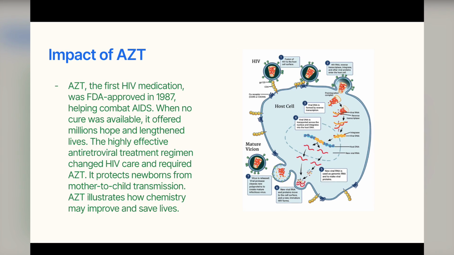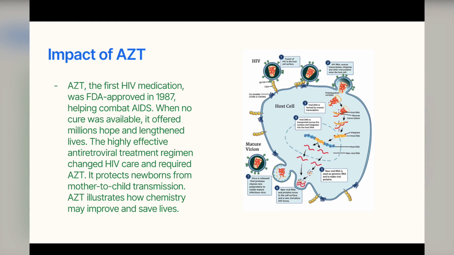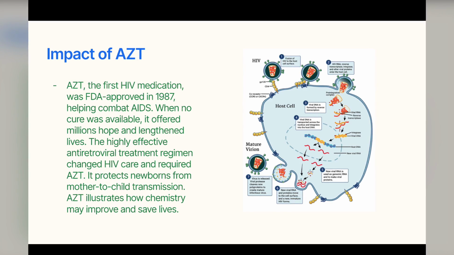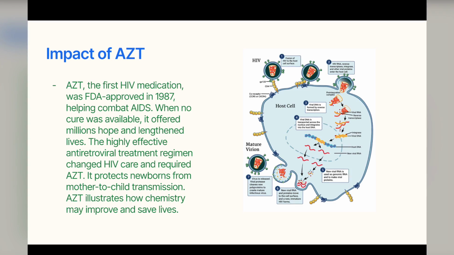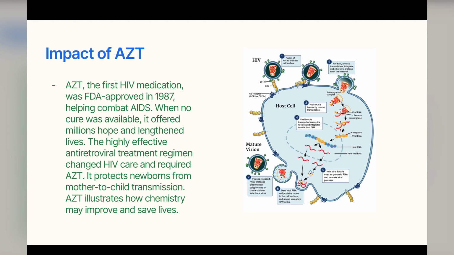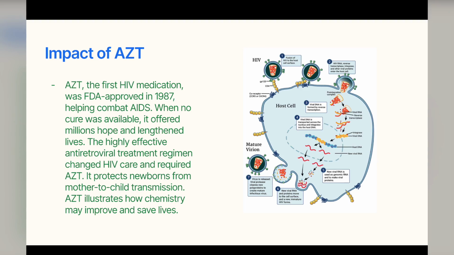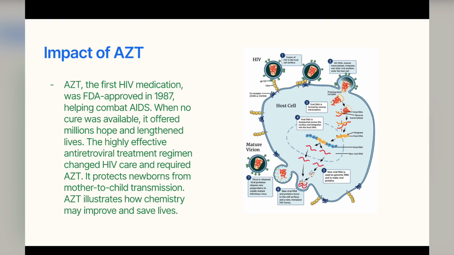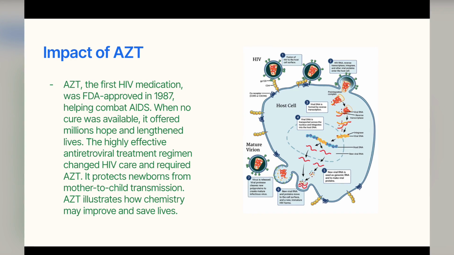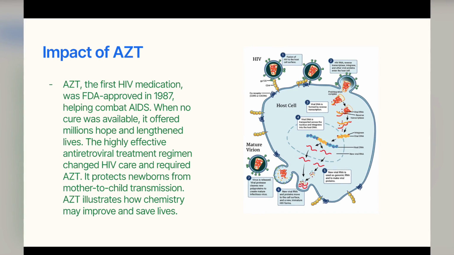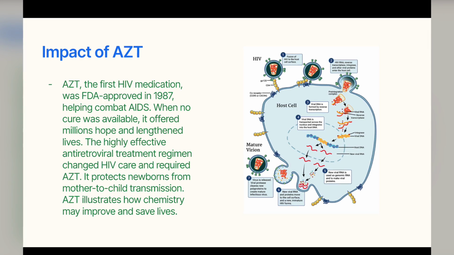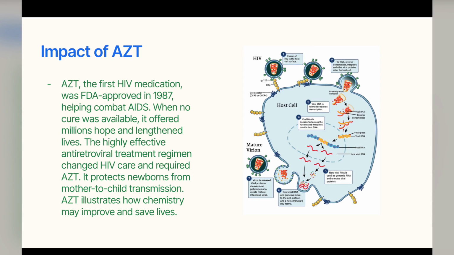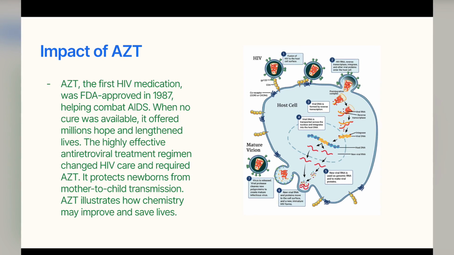Now onto my next slide titled The Impact of AZT. AZT made history as the first FDA-approved HIV drug back in 1987. It gave patients more time and hope when very few options existed. It also paved the way for a combination therapy known as HAART and helps prevent mother-to-child transmission. AZT remains a landmark example of how chemistry can change the course of medicine. The diagram shows AZT's role in the HIV life cycle.